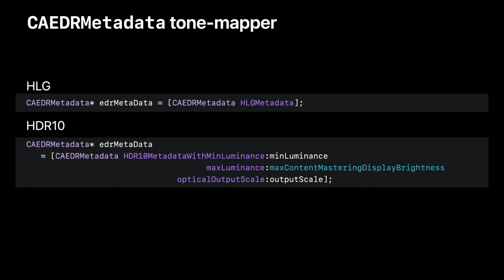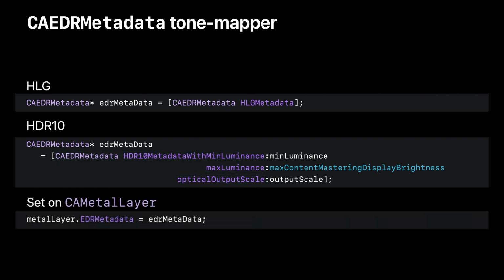This one takes 3 parameters: explicit minimum and maximum luminance, both in nits, as well as optical output scale, which is often set to HDR10's 100 nit reference white. Once constructed, set the resulting object on your application's CAMetalLayer, causing all content rendered on this layer to be processed by the system tone mapper based on the provided metadata.